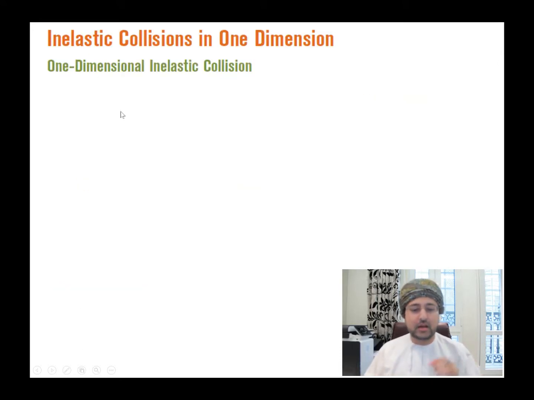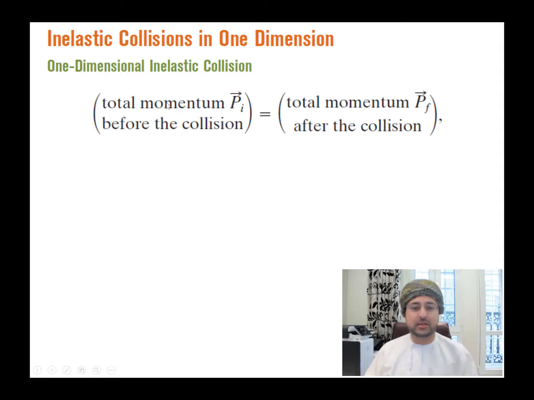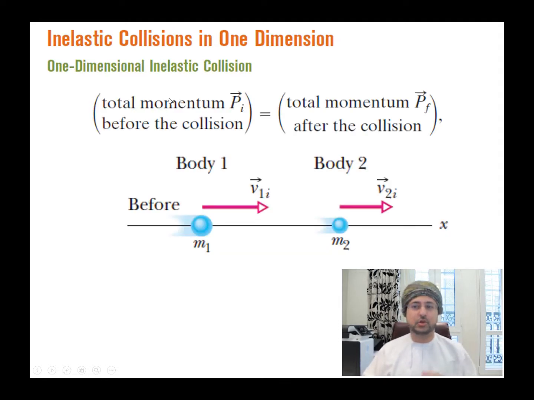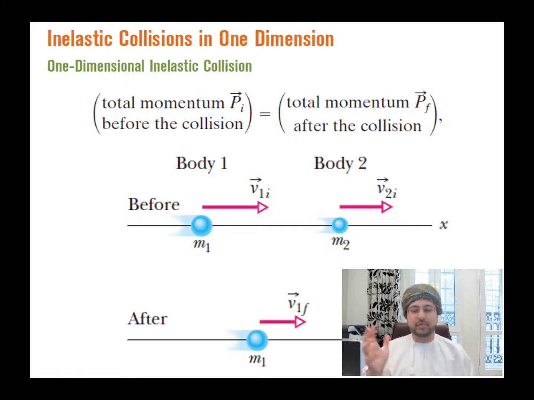Okay, let's look at a one-dimensional inelastic collision. We know Pi equals Pf. Here's two bodies. Body 1, M1 is moving with V1. Body 2, M2 is moving with V2. This is before. Then they hit each other. After they hit each other, they are both still moving in the same direction. They both still have the same masses, only their velocities have changed. Now this has V1F and the other one has V2F.